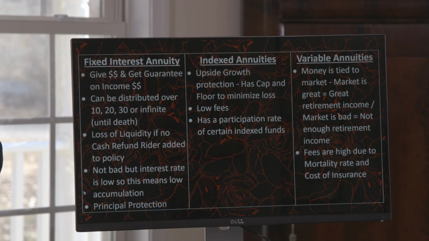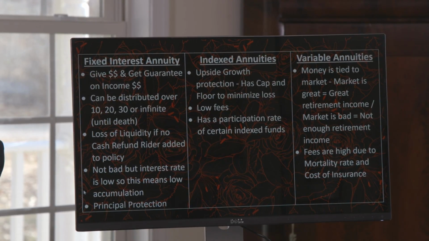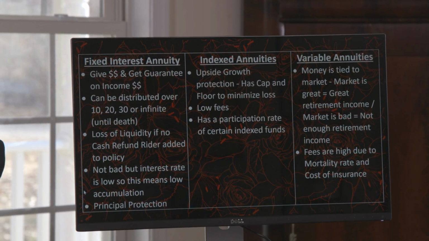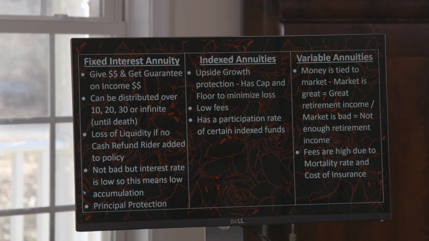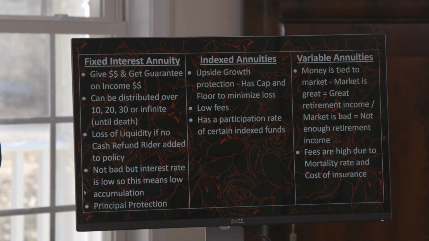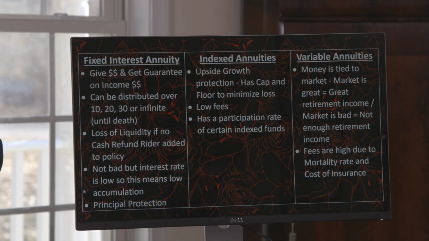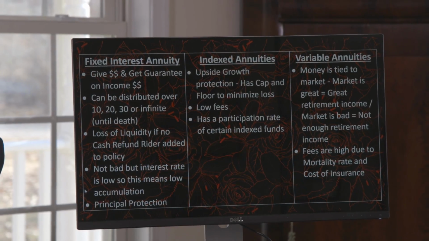Others can have floors or minimums and caps or maximums on the amount one can earn or lose annually, and there are still others that have spreads. Spreads are charges once an account earns a certain amount. These accounts can also have a participation rate, which tells the investor or owner how much of his or her account is participating within the certain index.